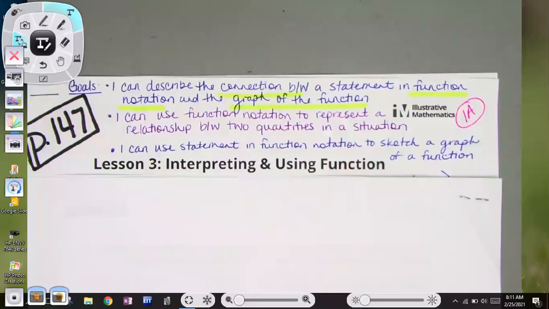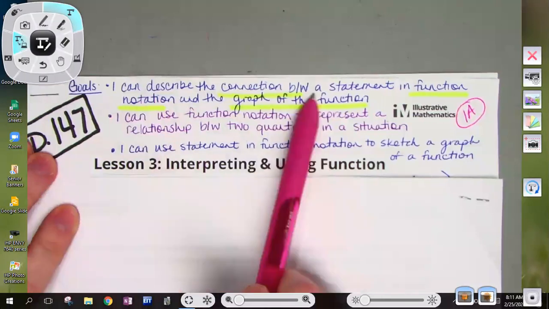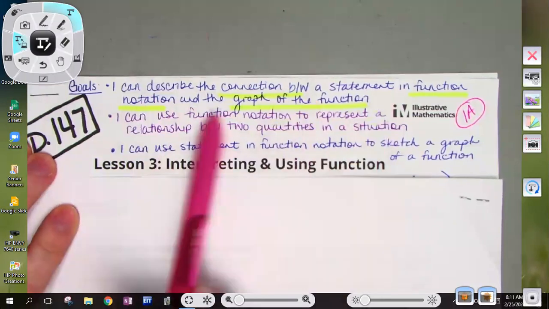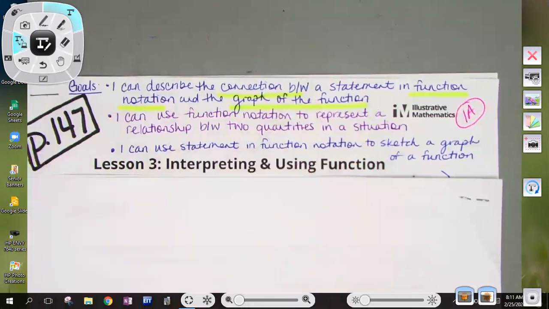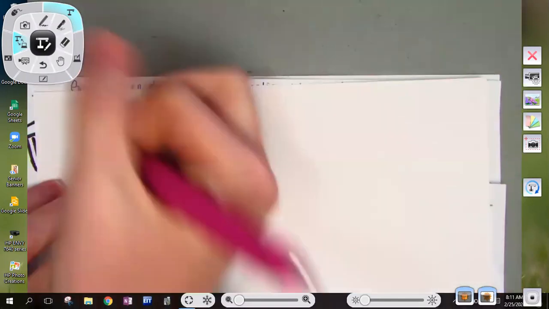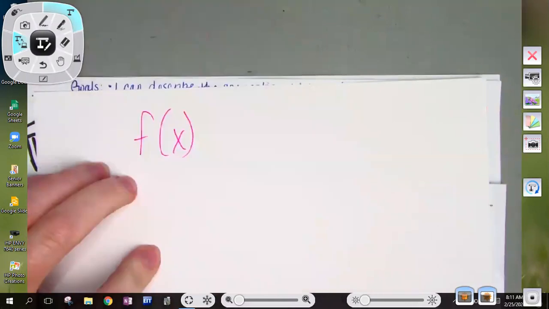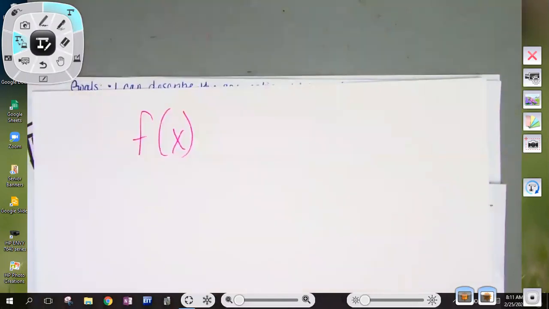Okay, so this is lesson 3. I can describe the connection between a statement and function notation and the graph of a function. So last time in class, in lesson 2, we talked about function notation. So we took a function that looks like this. This is function notation in its most basic form.